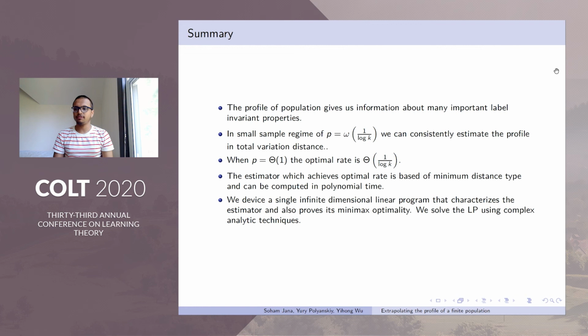So finally, we summarize our findings. We find that the profile of a population actually gives important information about a lot of good properties of the distribution. In the small sample regime, when p is of order omega 1 over log k, we can actually consistently estimate the profile. When p is constant, we can actually find the minimax optimal rate. And we achieve this optimal rate by using some minimum distance type estimator, which can be computed in polynomial time. And we solve some infinite dimensional linear program for finding this estimator. Thank you.